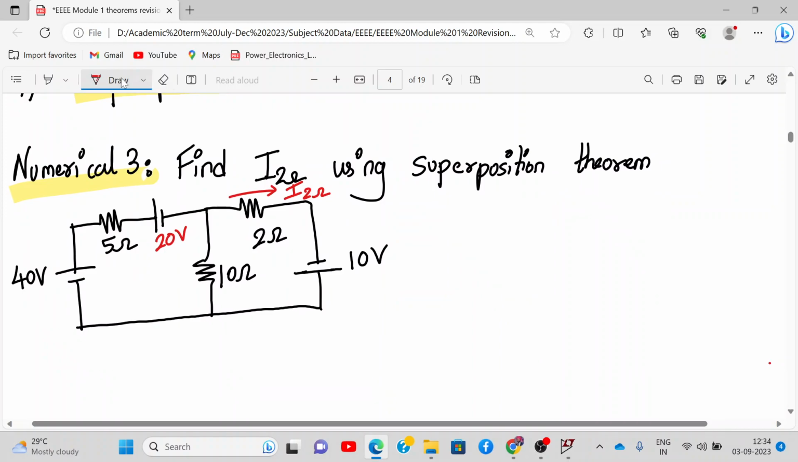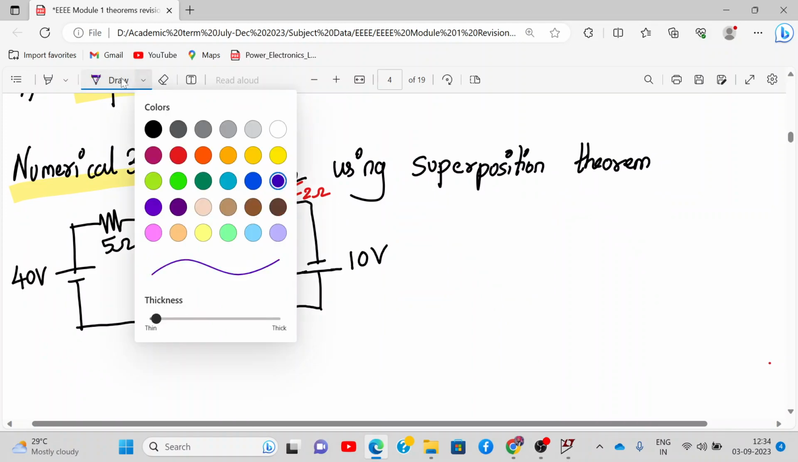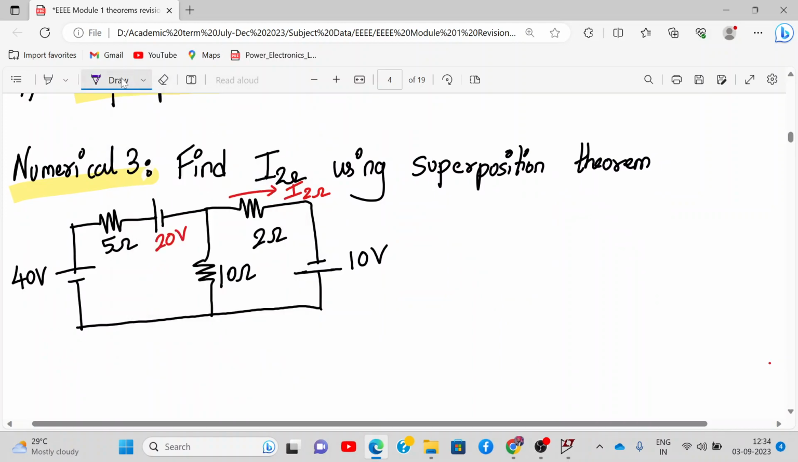Yes. Okay, now listen carefully. Superposition theorem is applicable whenever there is more than one source in the circuit, whether it is a current source or a voltage source. This is very easy, but slightly lengthy. You'll understand when we solve this numerical. In this, there are three sources, right? There is a 40-volt voltage source, a 20-volt voltage source and a 10-volt voltage source.